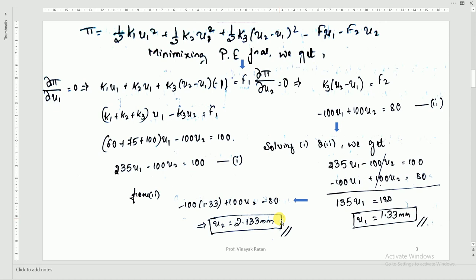This is how you solve problems using the potential energy approach. First, you have to find the potential energy function, that is pi, which is given by strain energy plus work potential, for the given system of springs. Then minimize it by differentiating with respect to the node displacements. If there are two nodes, minimize with respect to the first node and the second node. If there are three nodes, you minimize with respect to all three nodes. You will get the number of equations based on the number of nodes. When you solve the system of equations, you will get the displacements U1 and U2. Got it everyone?